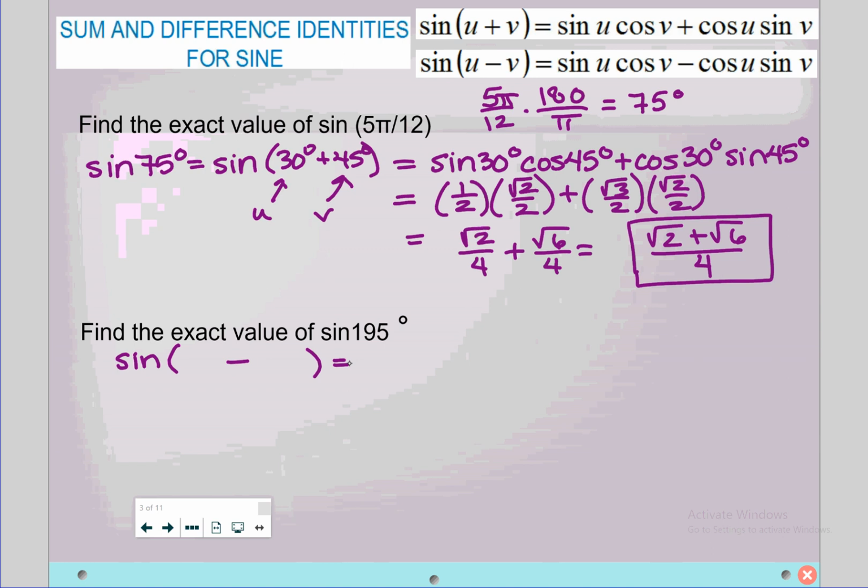Anybody think of a set that could work? 240 minus 45. That'll do it. 240 minus 45. All right, that's our U and that's our V. Order does matter with subtraction, so be careful. All right, I'll give you a few minutes.